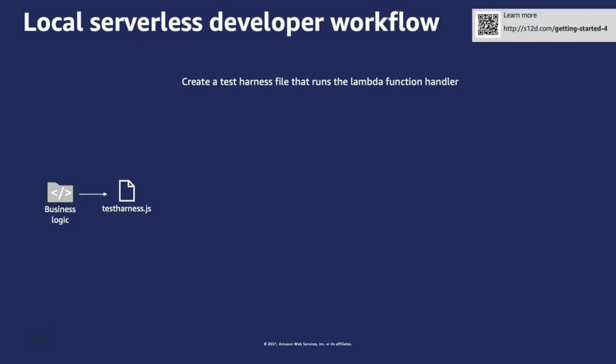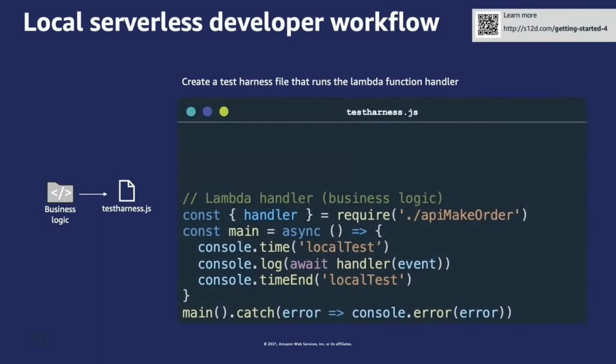So you have your business logic. Let's say for purposes of this demonstration that your business logic is a Lambda function. You create next to that Lambda function a test harness file. For example, you'd call that test harness.js if you were using the Node runtime. This is what that test harness file might look like. So you can see the first thing that it does is to require my Lambda function handler, something called API make order. Then it runs that function handler.